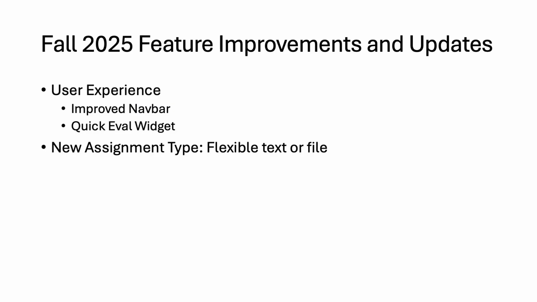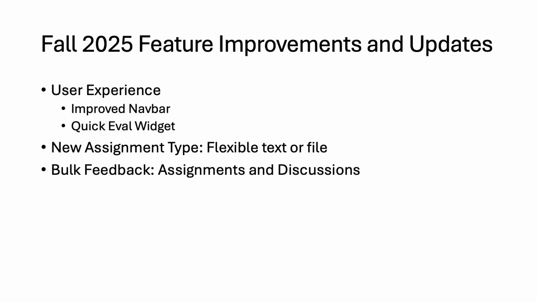The first of the 3 feature updates to existing tools is the addition of a new flexible text or file option for submission type. So instead of having to pick either a file for the students to upload or for them to type the text in a text box, this option allows them to submit either one of them, and also provides a comment box where they can add information.